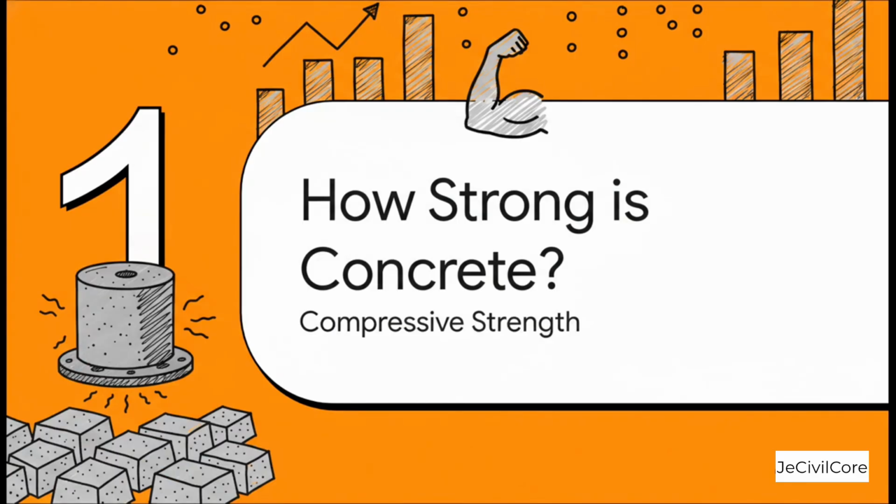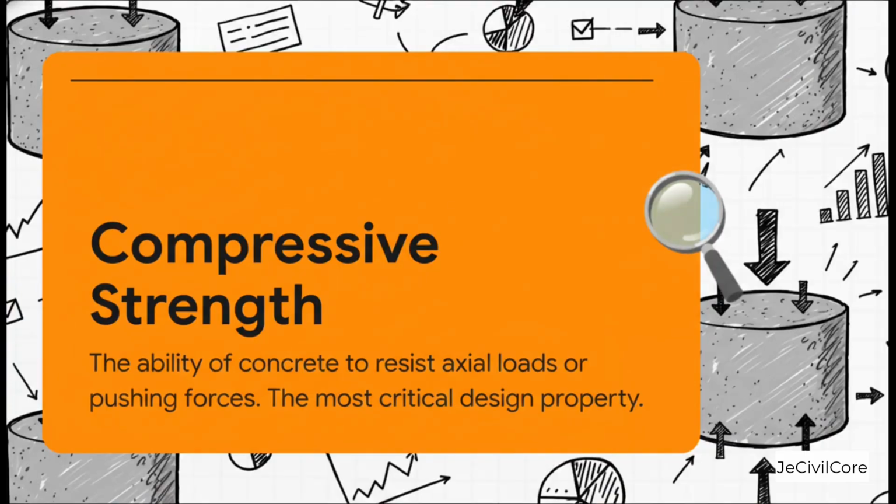All right, let's start with the absolute foundation of this topic. When engineers and designers talk about the strength of concrete, what property are they actually talking about? It's all about compression. You see, concrete is an absolute beast when you try to squeeze it, but it's pretty weak if you try to pull it apart. So its ability to resist those pushing forces, those axial loads, that's its compressive strength. And this one single property is, without a doubt, the number one metric we rely on for all of our design calculations and for quality control on site.